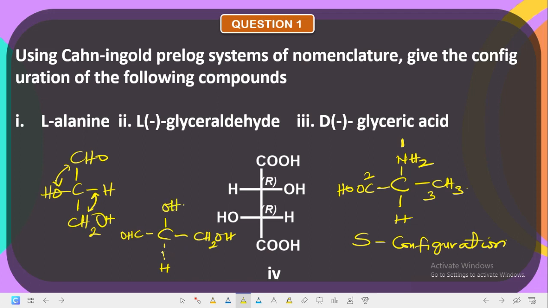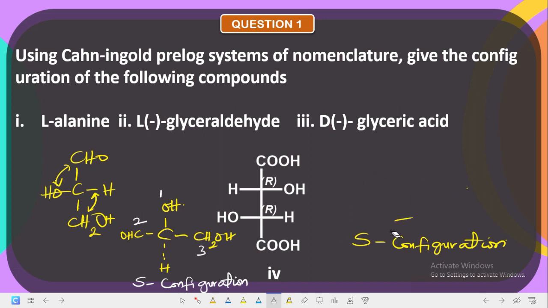Do you understand? Now, in this case, what will be our number one carbon? This will be our number one carbon here. So this is carbon number one. And which of them will be number two? Of course, this will be number two. And which of them will be number three? This will be number three. So it is going anti-clockwise. And when it's going anti-clockwise, what do you call it? S configuration. Okay? S configuration.